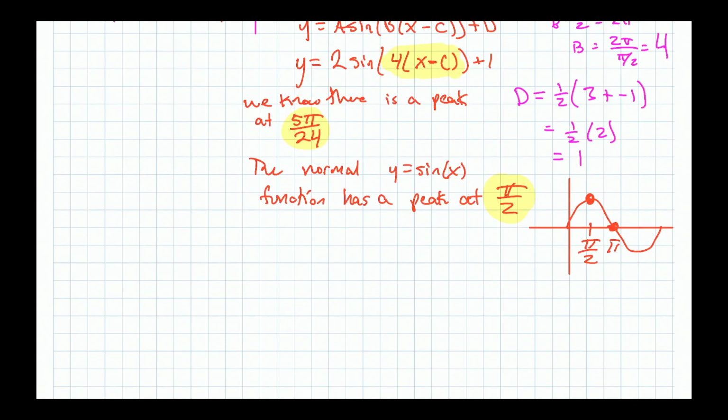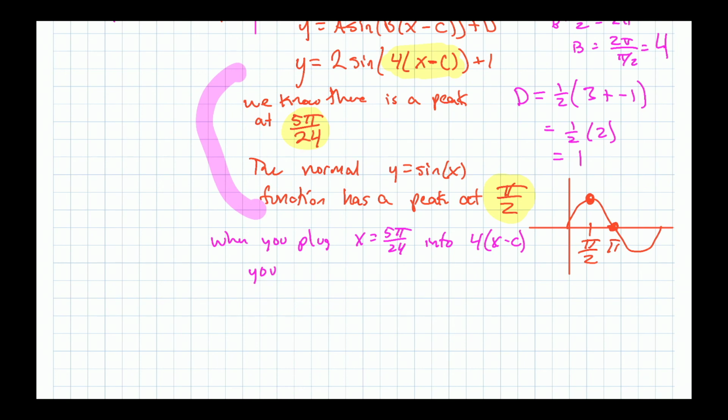I'm going to write that out in words. So these three things together basically tell you that when you plug x equals 5 pi over 24 into 4 parentheses x minus c, you must get pi over 2.